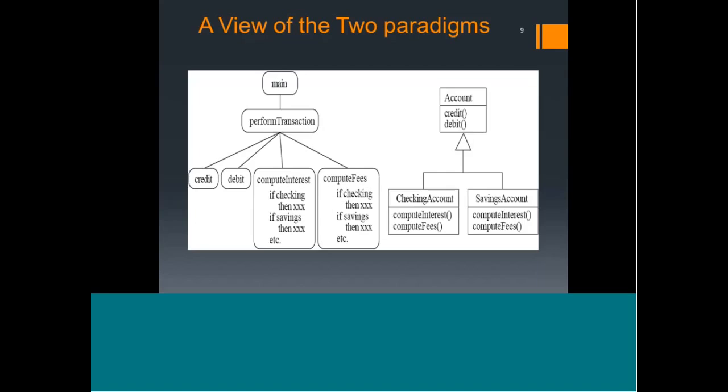One is integrated, the other one is not, I think. I'm not sure. Okay, let's look at this one here. What is it doing? Main, that means I am starting. After I start, I want to perform transaction. I will do compute interest. It's repeating the same thing. If checking, then do this. If savings, then do this. Compute fees. It's doing the same thing.